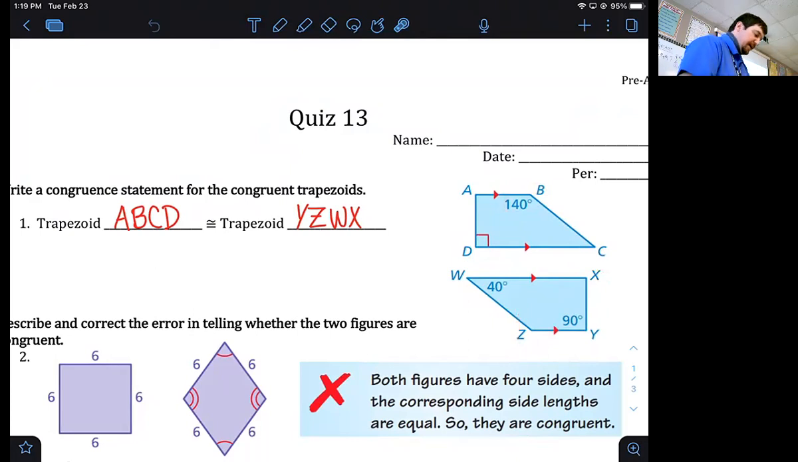You didn't have to say that. You could say CBAD as long as you said WZYX. Multiple different answers you could give for this one, but you've got to match up. Notice I didn't use any commas, no parentheses, nothing like that. Okay, just matching up the corresponding angles. That's how I write my congruent statement.